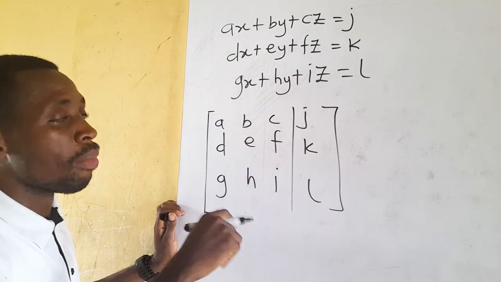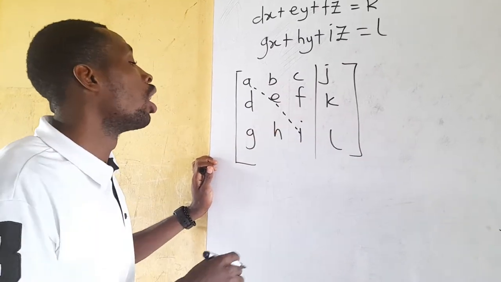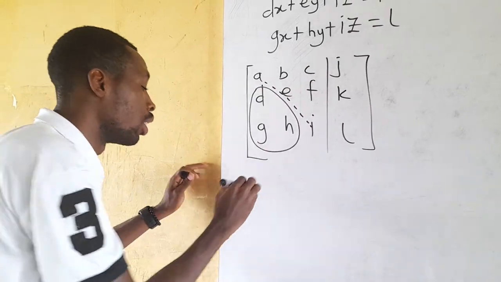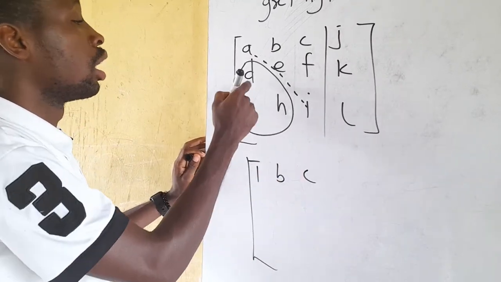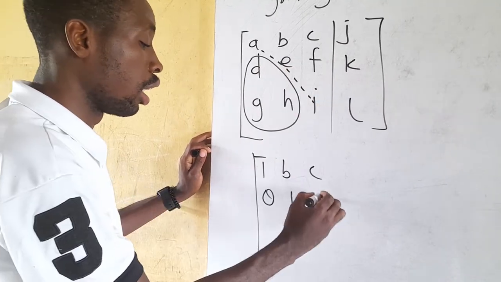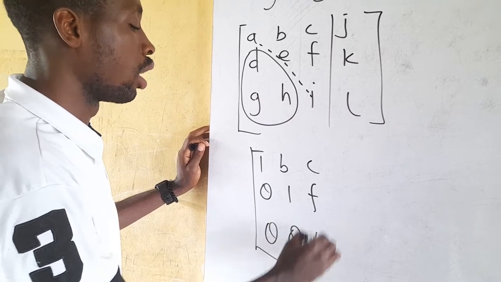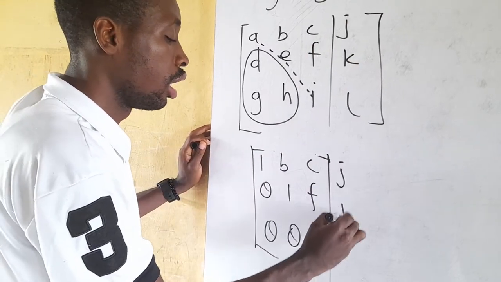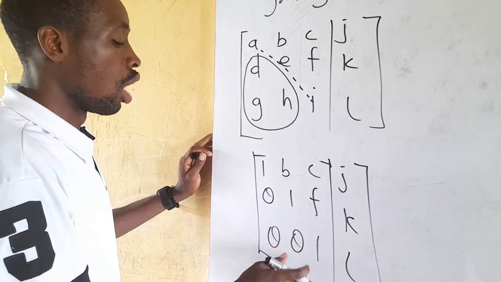Then you reduce this augmented matrix to row echelon form. That is, all the entries in the principal diagonal will be 1, and all the entries below the principal diagonal will become 0. So we can have something like this. Here will be 1, maybe b, c. Then we have 0, this will be 1 as well, then maybe f. Then 0, 0, 1. Then our constants, j, k, l. So we have reduced this into a row echelon form.